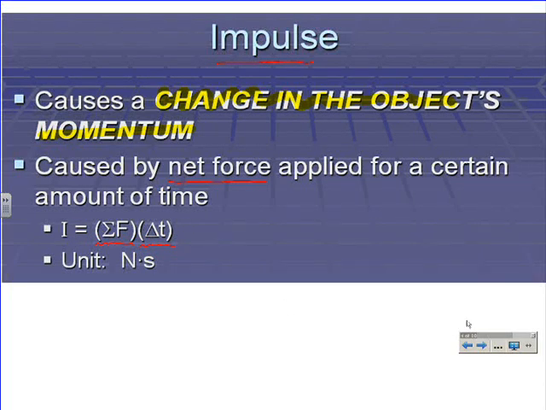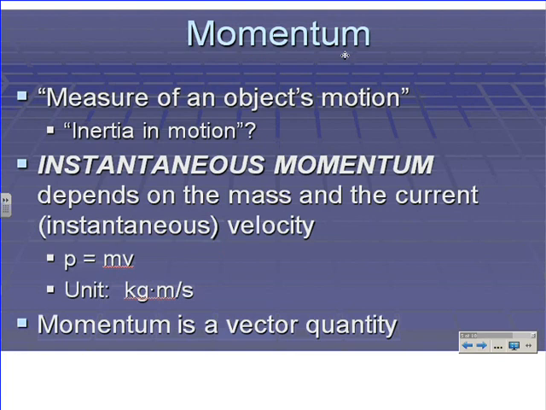The other side of that equation is the momentum side. We define momentum as the product of the mass times the velocity. That we would refer to as the instantaneous momentum. What is the momentum of that object right now?